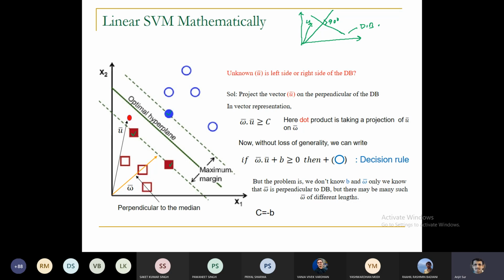Now, if you project this U onto this perpendicular, to this point, it is on the left hand side of this. So you can say this side is positive, this is negative. So this particular U belongs to the positive class. You project this U on the perpendicular of the decision boundary. That is the way. And if U is maybe here, then by the projection, U is on the negative side. So it depends on how U is defined.